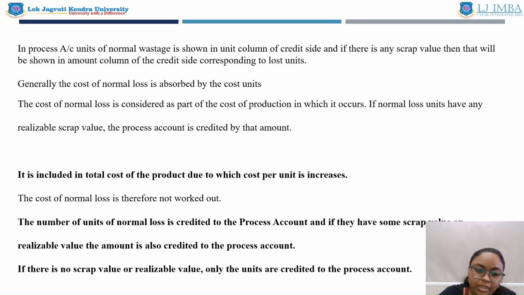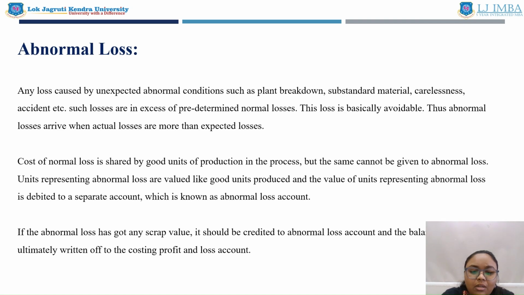The number of units of normal loss is credited to the process account, and if they have scrap value it will be shown on the credit side. If there is no scrap value, no realizable value, only units will be credited to the process account. I hope now you are clear with the normal loss calculation and its effect in the process account. Further, let's discuss abnormal loss.